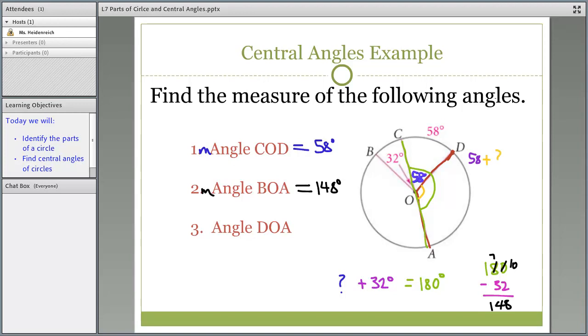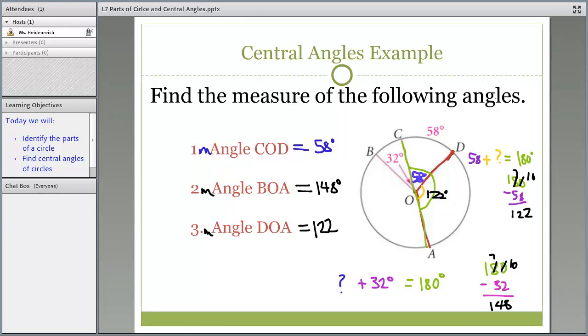Plus our missing yellow angle, the one that we want, is going to equal 180 degrees. Which means if I do 180 minus 58, that's going to give me the missing piece. So again, we need to do a little borrowing. 10 minus 8 is 2. 7 minus 5 is 2. And we're left with 122 degrees. And that is the measure of that yellow angle, the missing angle right here.